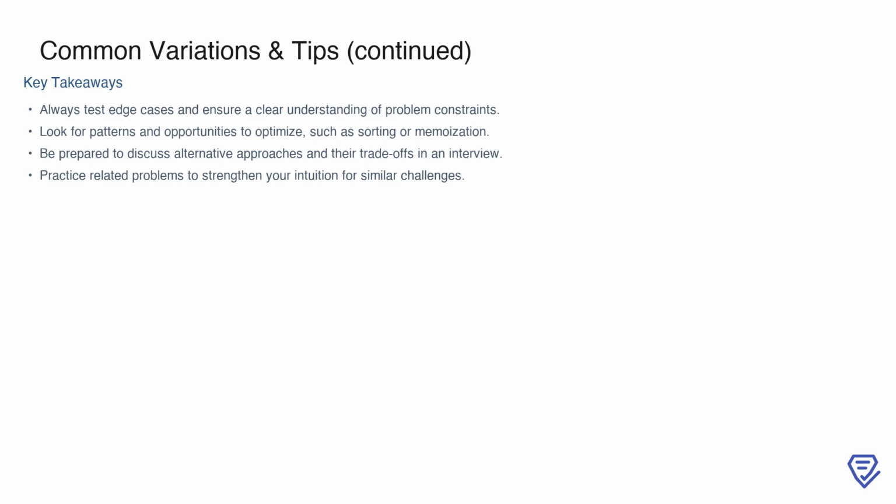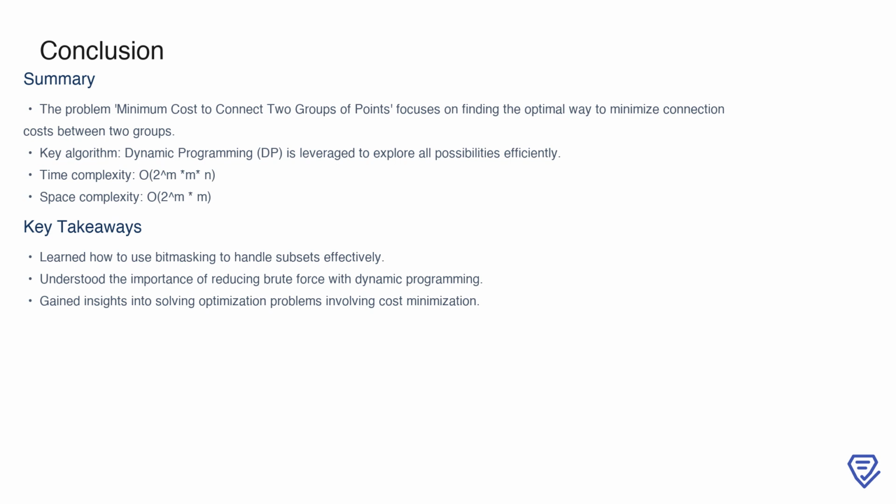Finally, practice related problems to strengthen your intuition for tackling similar challenges. By familiarizing yourself with a variety of problem types and techniques, you'll build the confidence and skills needed to handle even the most complex scenarios. Thank you for watching. Today, we explored the problem minimum cost to connect two groups of points. We summarized the dynamic programming approach, analyzed its complexity, and highlighted key learning points. Don't forget to practice similar problems to strengthen your understanding.